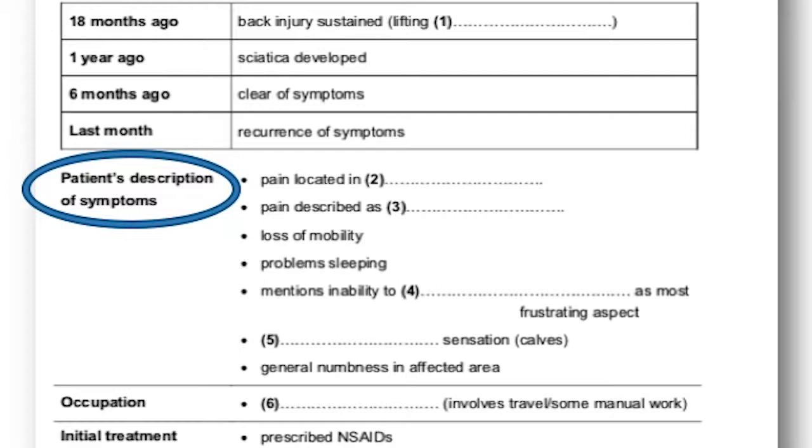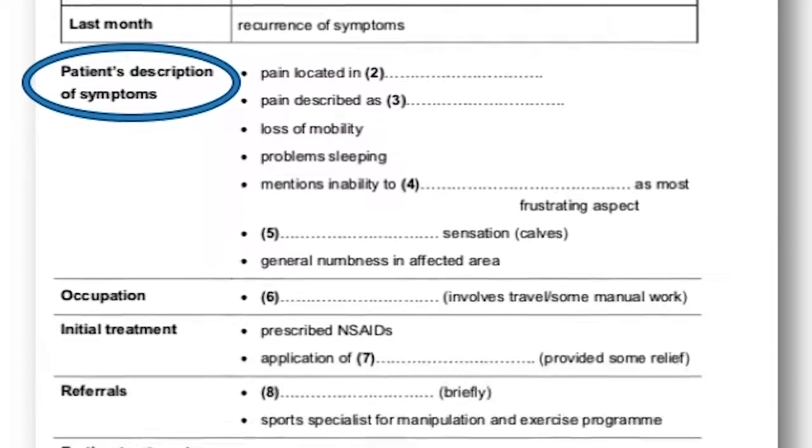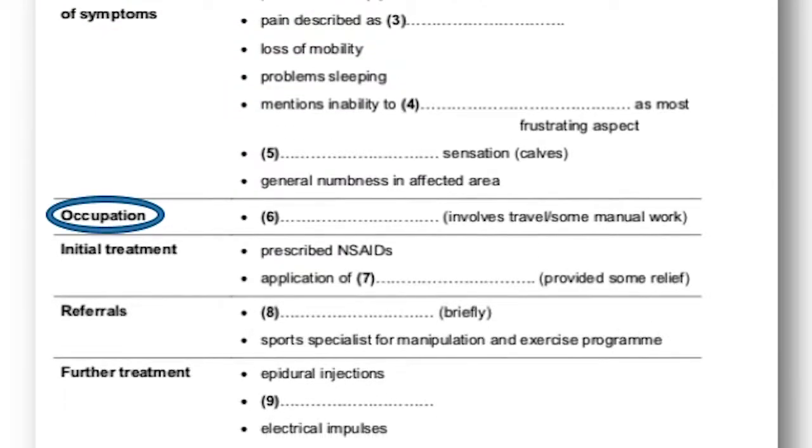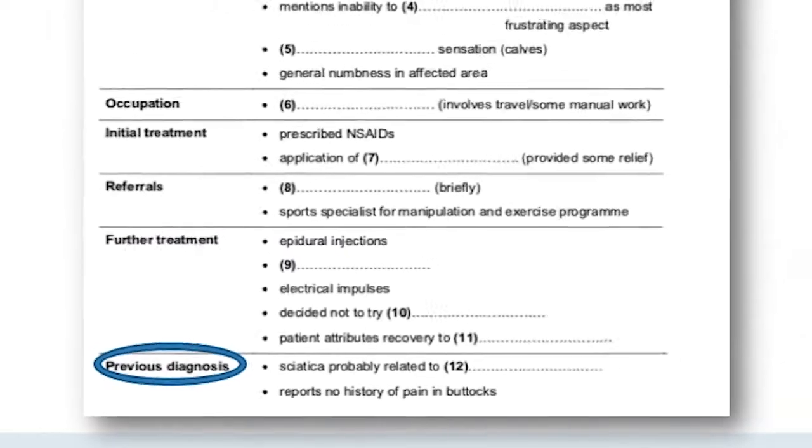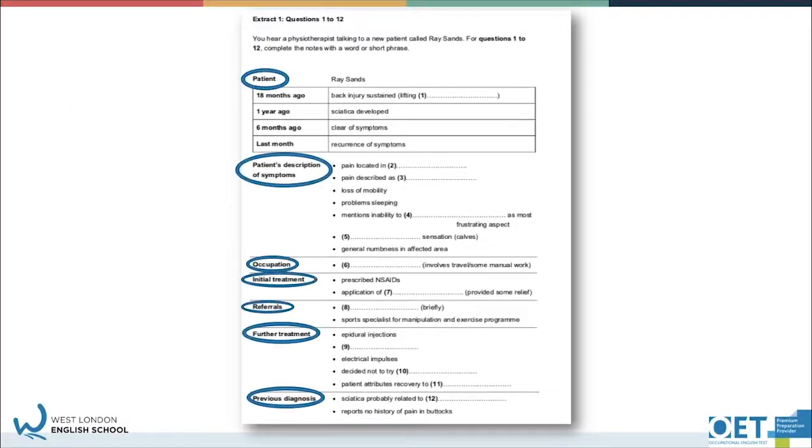The second heading, you'll be listening to the patient describe their symptoms. This is for questions 2, 3, 4 and 5. You'll then be listening to the patient talk about their work, then the treatment which they initially had, and then a referral which was made. For questions 9, 10 and 11, they're talking about other treatment which they had, and finally they'll be talking about a previous diagnosis. So pay attention to these headings, because they give you context, and like I said, it's easier if you know what you're listening to.